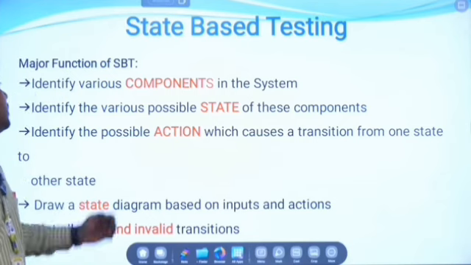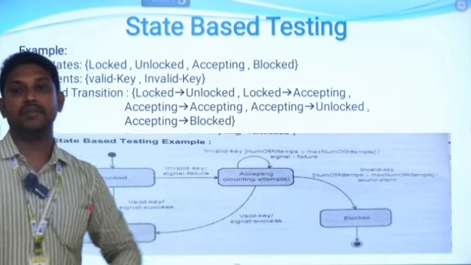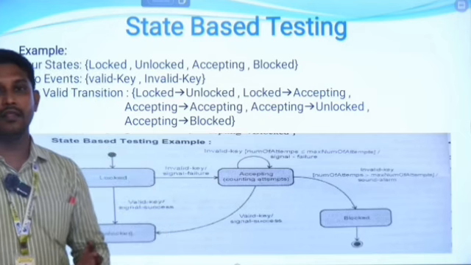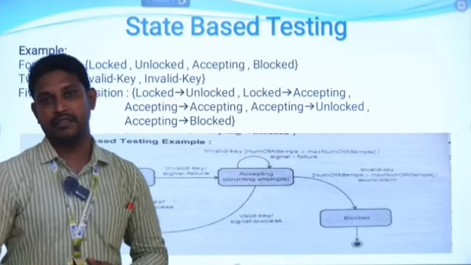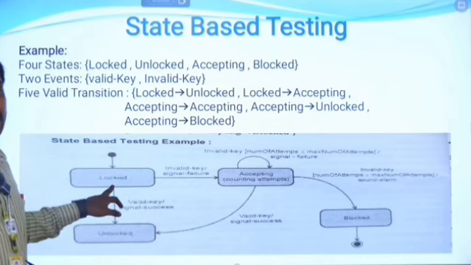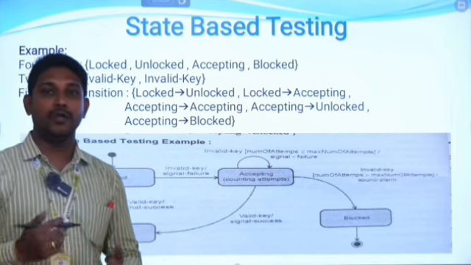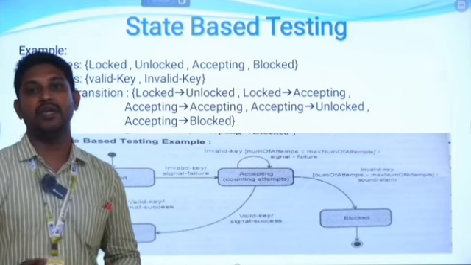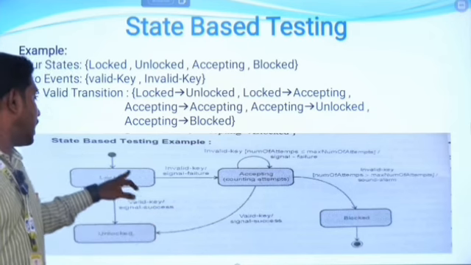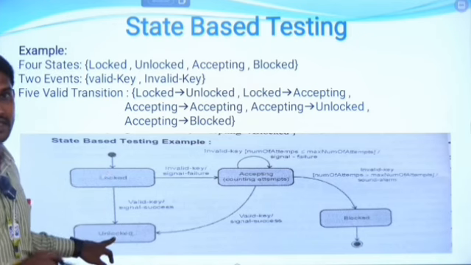Now let us consider a simple example. In state-based testing, I am going to take a mobile banking system or internet banking system. First, this is the start state, and it is a locked state. Then we are going to give a correct username and password, and the signal should be strong. If the username and password are correct and the signal is good, the locked state will be converted to the unlocked state. That is one type of transition.